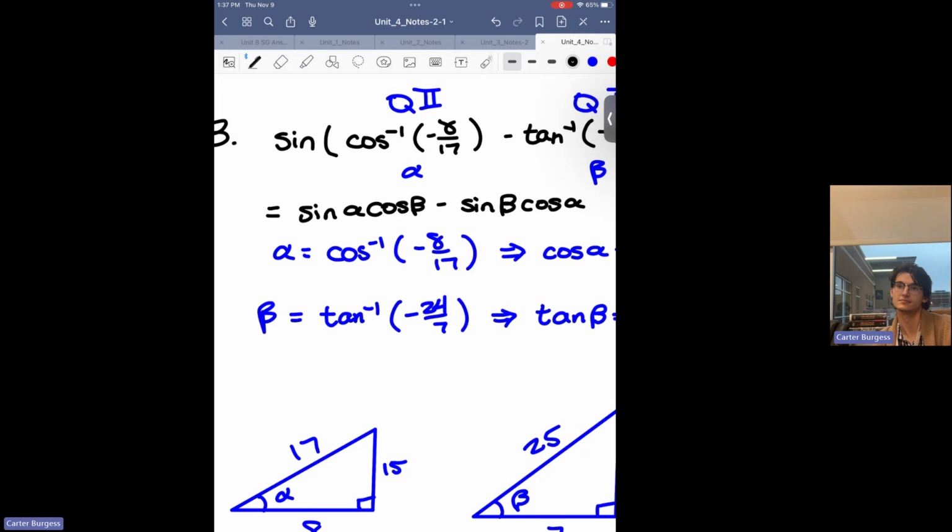The sum and the difference of angles formulas. Or are we going to have to remember? Not on the quiz. Other questions? All right.